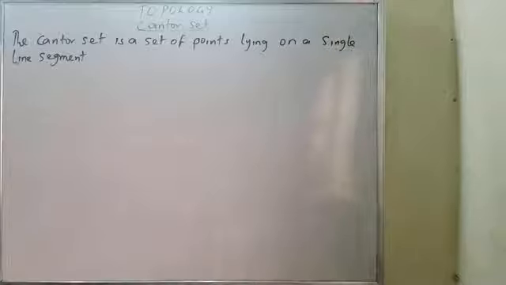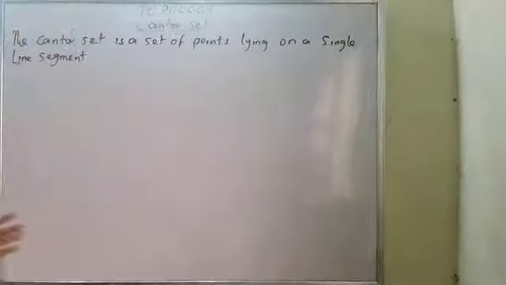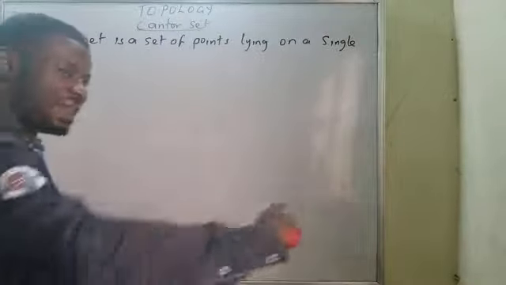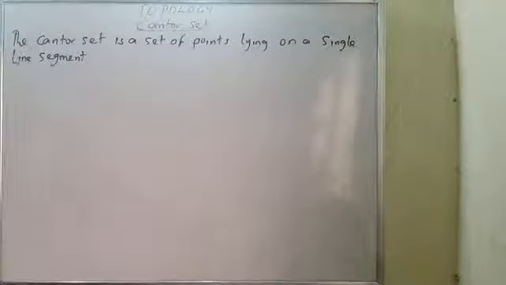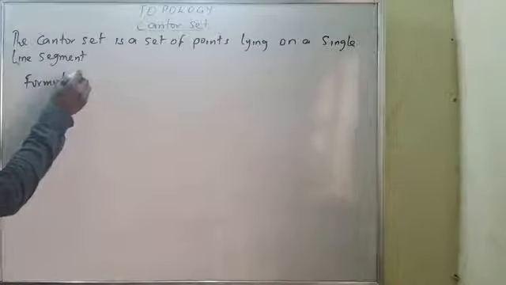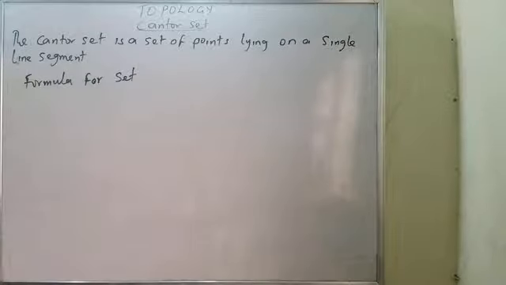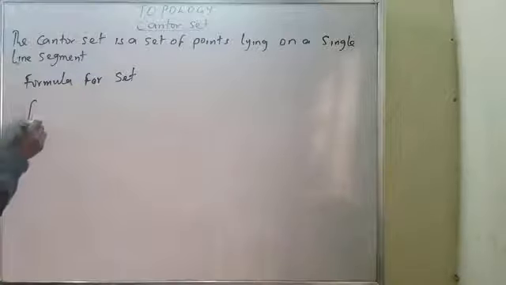Cantor Set is a set of points lying on a single line segment. It means this time around we are working on a given line. A line will be given to you. Normally, the remarkable property we just normally use, if I want to make it a formula, a line will be given to you.